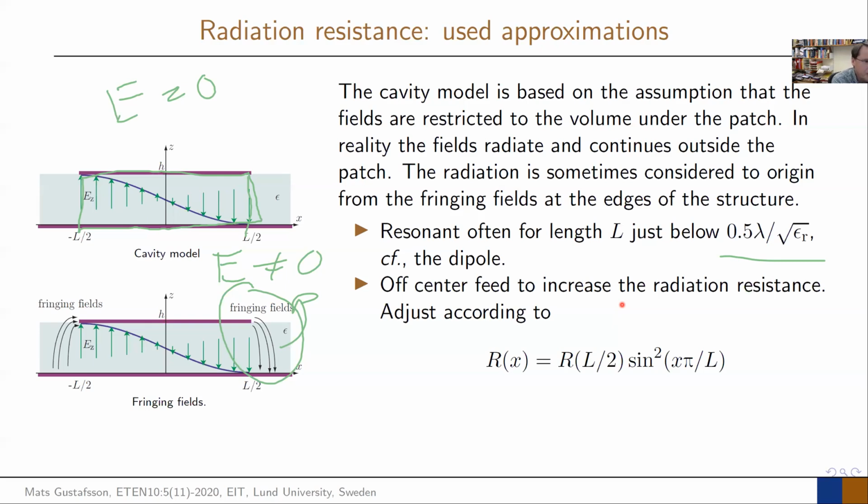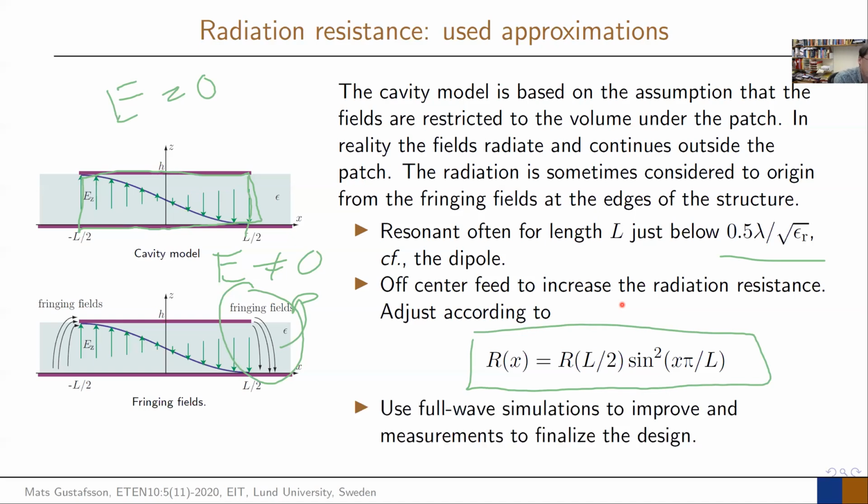So you feed it off center to then increase the radiation resistance to the number you would like to have. And you adjust it according to this cavity model. That is the formula you will adjust your positioning of your feed. And then you use full wave simulations to improve the design. And then you use measurements to finalize the design.